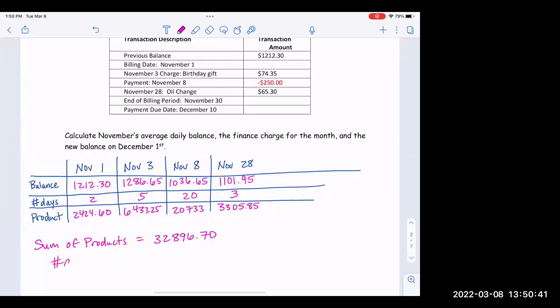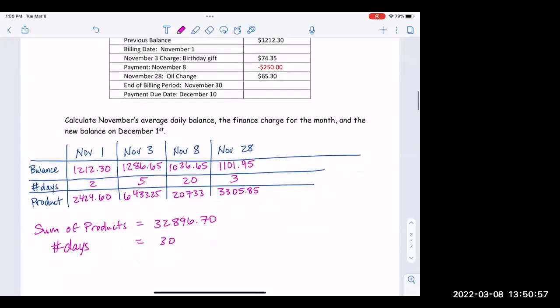And the total number of days in November is 30. So we said the way we find an average is we add them all up and divide by how many there are. So we're going to take that sum, the 32,896.70, and divide it by 30 days in November. And that's going to give us our average daily balance.